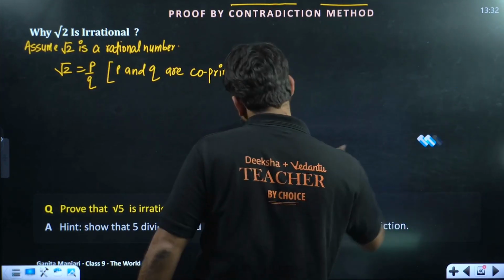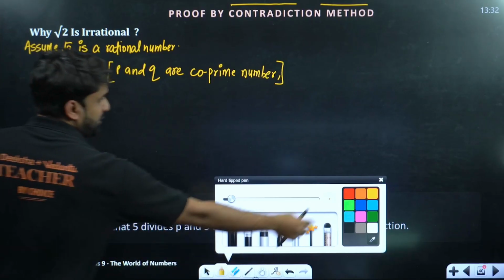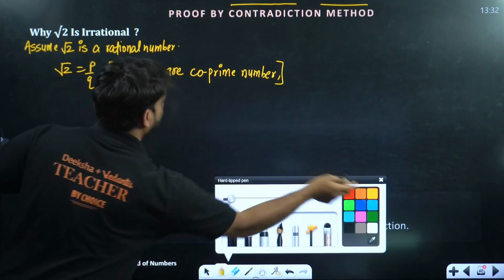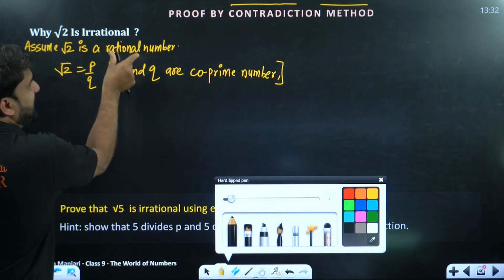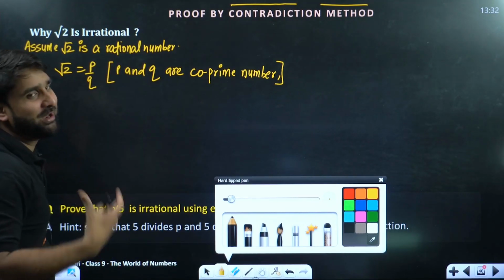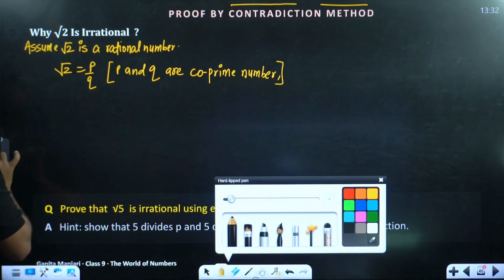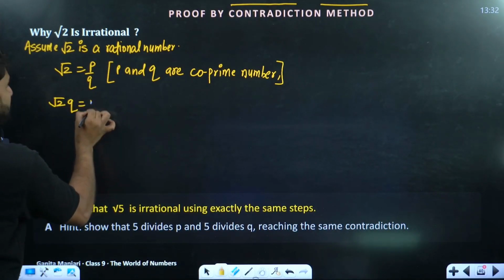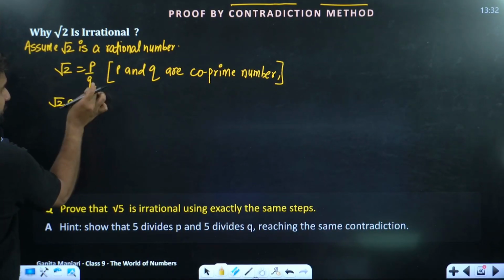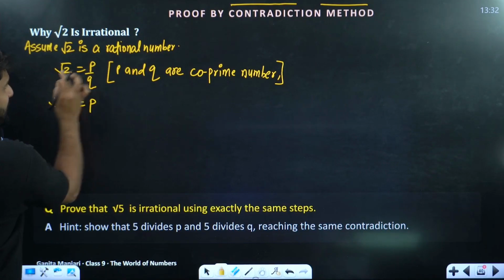So my dear champion, look at the solution. Here, root 2 is written as p by q, because we have assumed root 2 as a rational number. Now can we please cross multiply? If we cross multiply, root 2 into q will be equal to p. Root 2 into q is on one side and p will be alone.